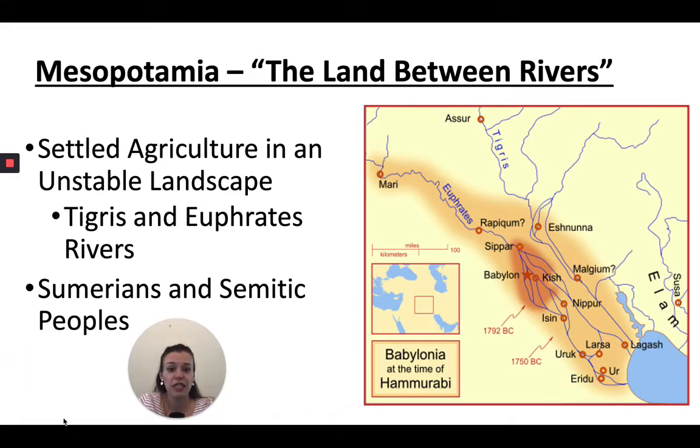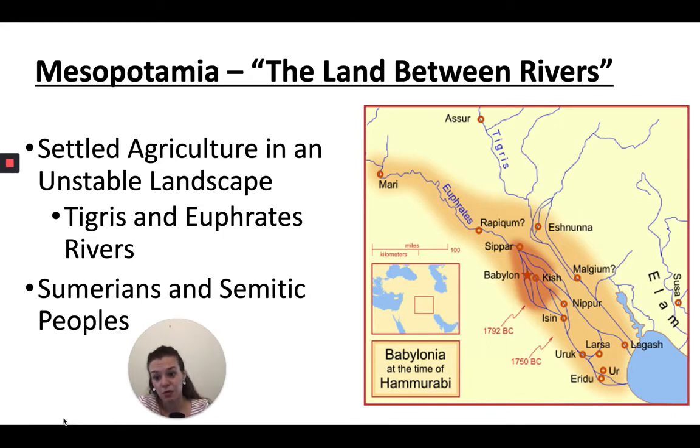So we see that our first major civilization is going to be Mesopotamia. Mesopotamia, which roughly translates to the land between rivers, is going to be in what we call the Fertile Crescent. It's going to be smack dab between the Tigris and Euphrates rivers. So think modern-day Iraq, modern-day Kuwait, right in there. So we'll see all of our earliest civilizations are settling in these river valleys.